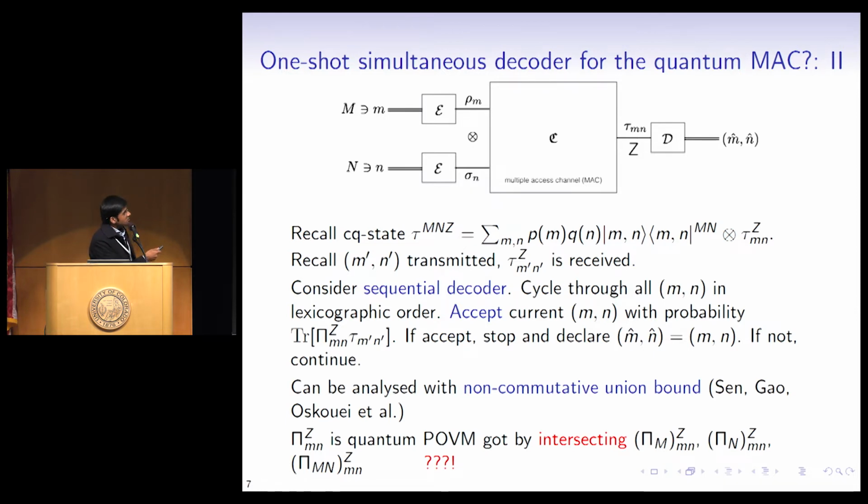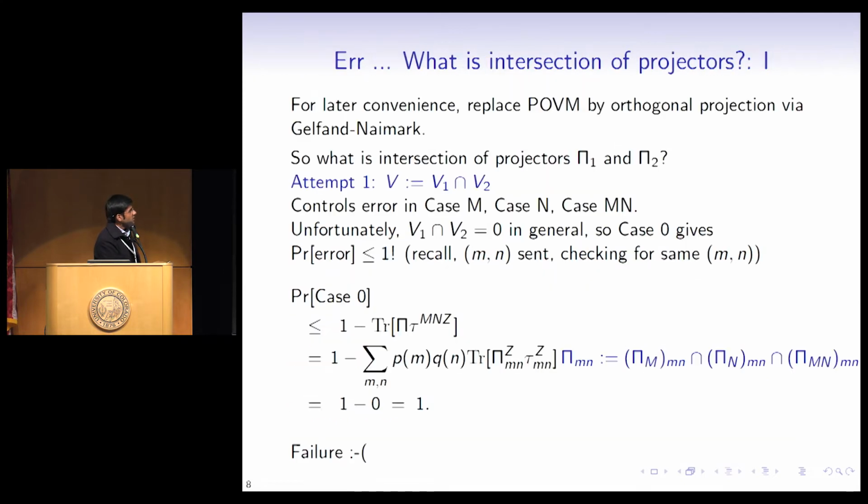But the question is, in the classical setting, the decoding function f was the intersection or the minimum of fm, fn, and fmn. In the quantum setting, what is that? How do I make sense of the intersection of projectors or POVMs? I took the word projector because, for our convenience, we'll replace all the POVMs by projectors via Gelfand and Naimark. So what is the intersection of projectors? Let's say the projector pi 1 projects onto the space v1, and projector pi 2 projects onto the space v2. The intersection will be defined trivially as the intersection of the vector spaces v1 and v2. But in general, the projectors pi 1 and pi 2 need not commute. So I'll get the intersection as 0.